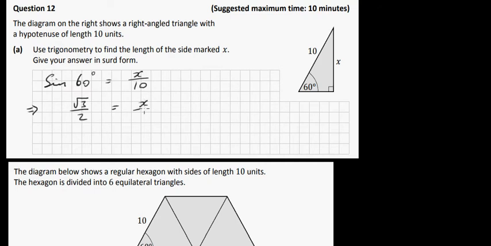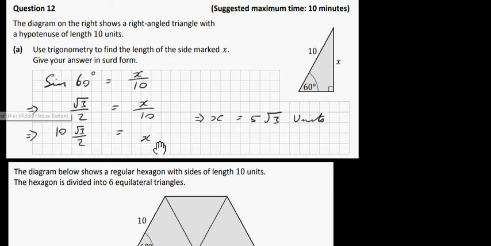So this is just going to be root 3 over 2. That's equal to x over 10. So that means x here is just going to be multiplied across by 10. So it's going to be 10 root 3 over 2. That gives me x is equal to, well, 10 divided by 2 is 5 root 3 units. Okay, so that's the first part of this question.